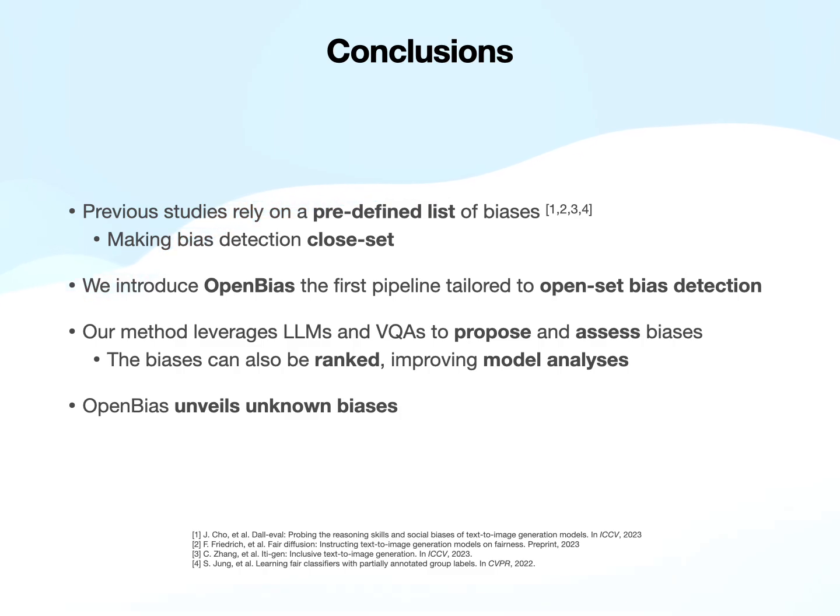In conclusion, we shifted from closed-set bias detection by presenting OpenBias, a novel pipeline tailored to the novel task of open-set bias detection. The pipeline leverages foundation models to propose, assess, and rank biases. OpenBias discovers well-known biases as well as novel biases, showing the importance of open-set bias detection.